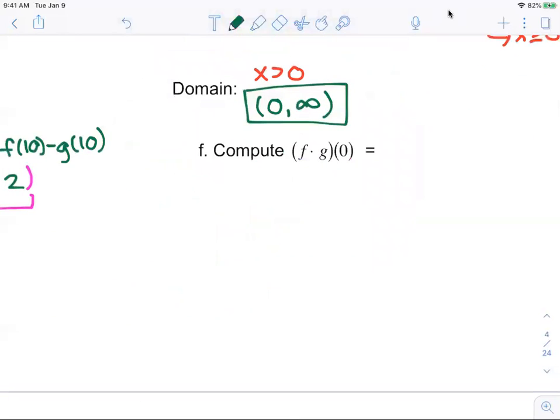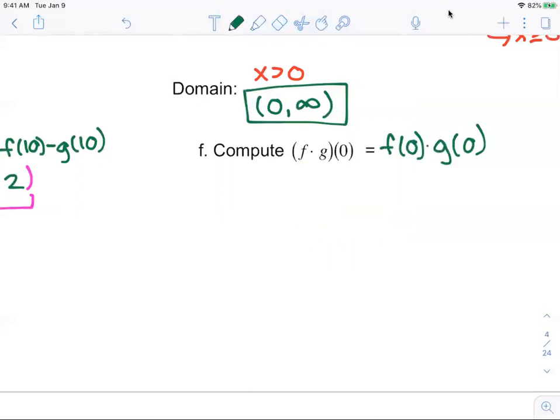All right, the next one is a multiplying one. This is going to say f of 0 times g of 0. I'm going to stop and have you try this problem. All right, welcome back. Let's see if you got the right answer. The right answer is -7 if you did it.